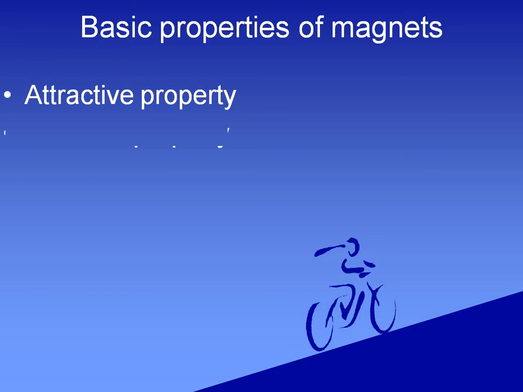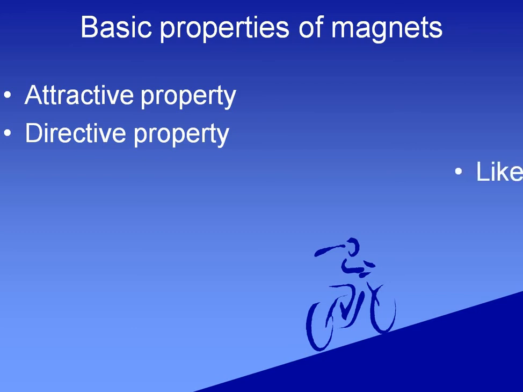Okay. And next one is directive property. Directive property means if you are suspending a magnet in air, that magnet will align in geographic north-south direction always. That you might have noticed also, no? If you are suspending a magnet with the help of a wire, you can see that this magnet will align in geographic north-south direction, and that property is known as directive property.